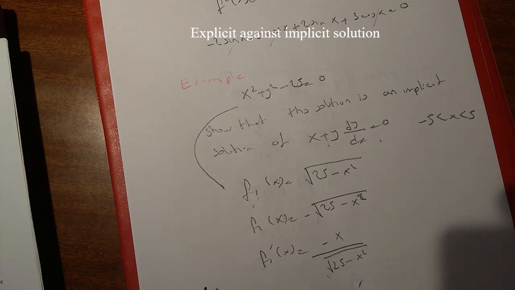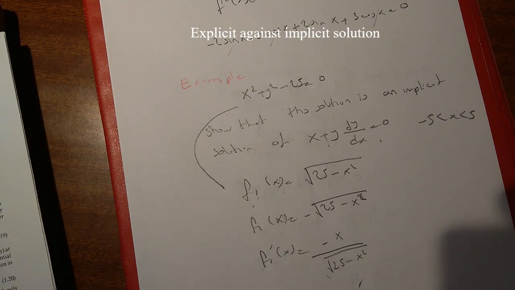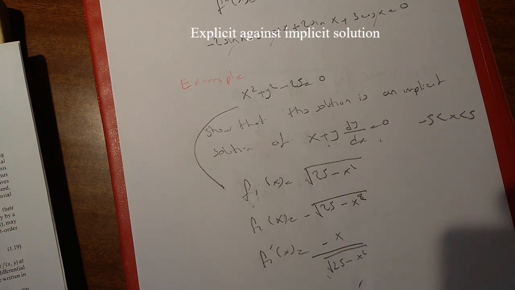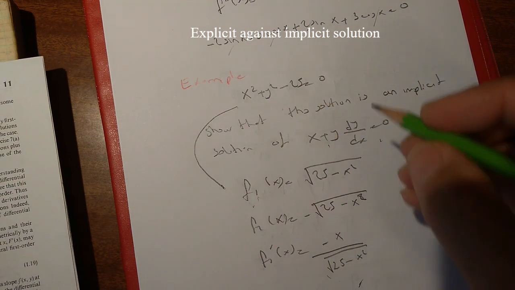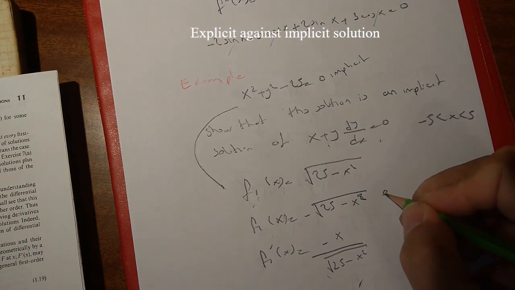Also, we can show the same for f2. So f2 is also an explicit solution of this differential equation. This is implicit, right? But these are explicit.